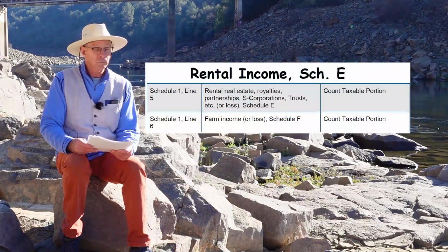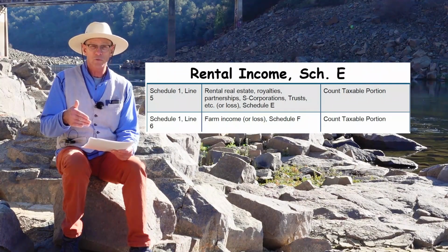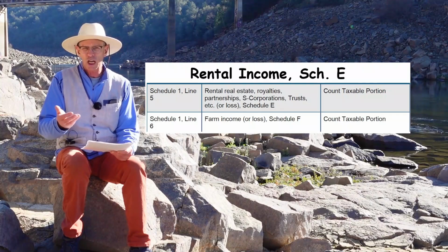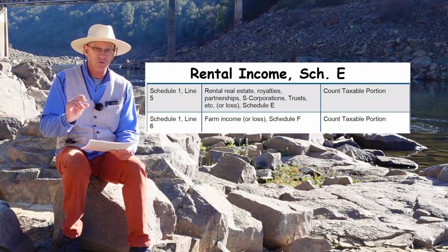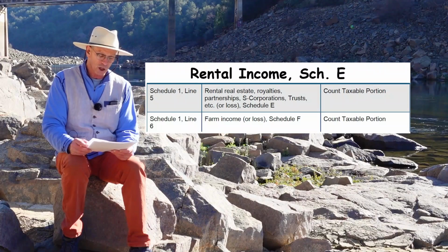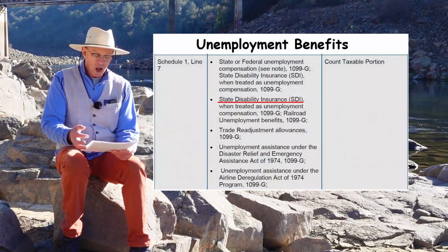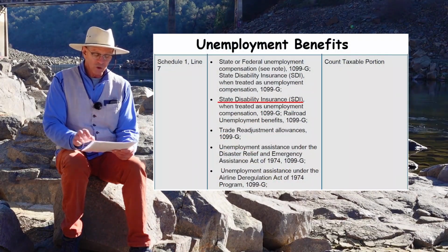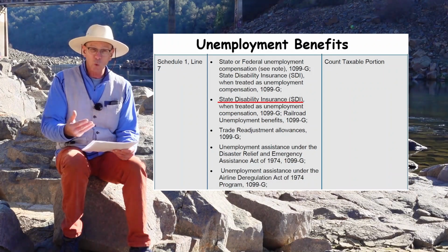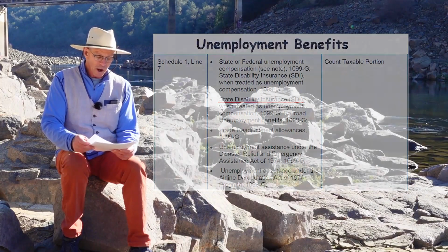Rental income is similar; you have to go to Schedule E. You may have a lot of revenue from rental receipts, but of course there are lots of deductions and depreciation and all of that, so it may actually be very small in terms of the taxable income you put into the Covered California application. Unemployment benefits are included, and there is a note about state disability insurance when treated as unemployment compensation. That is going to be taxable.